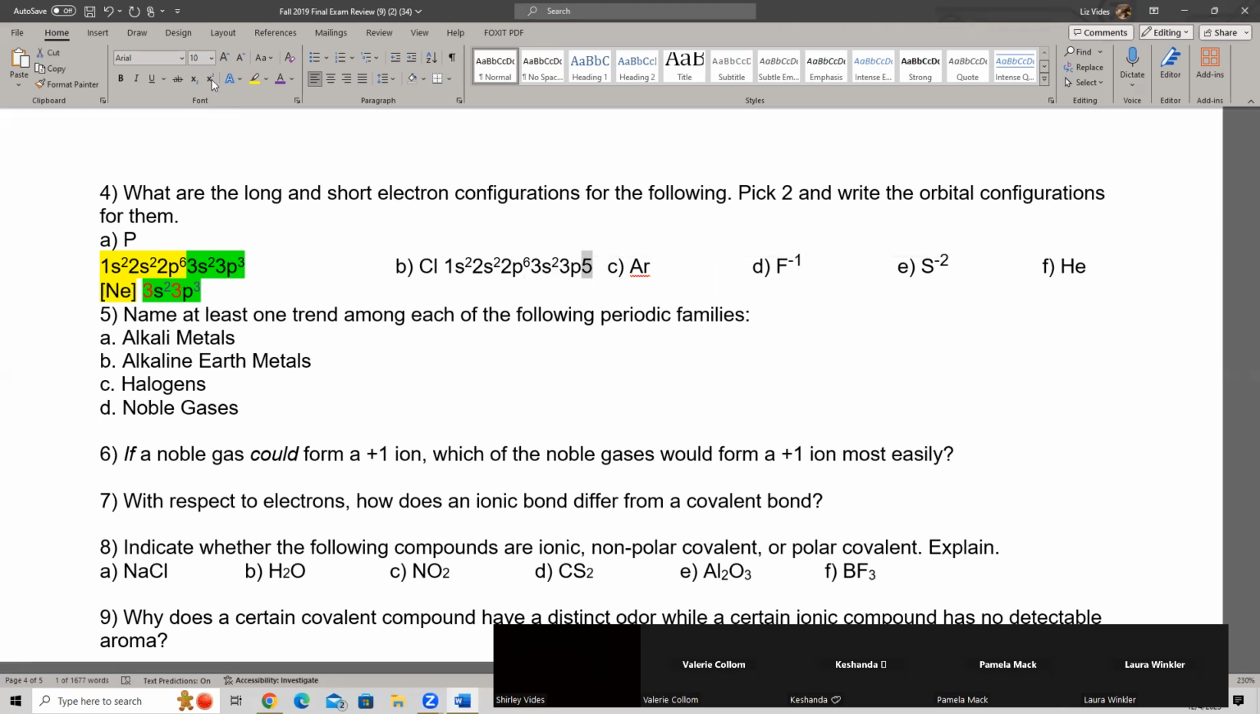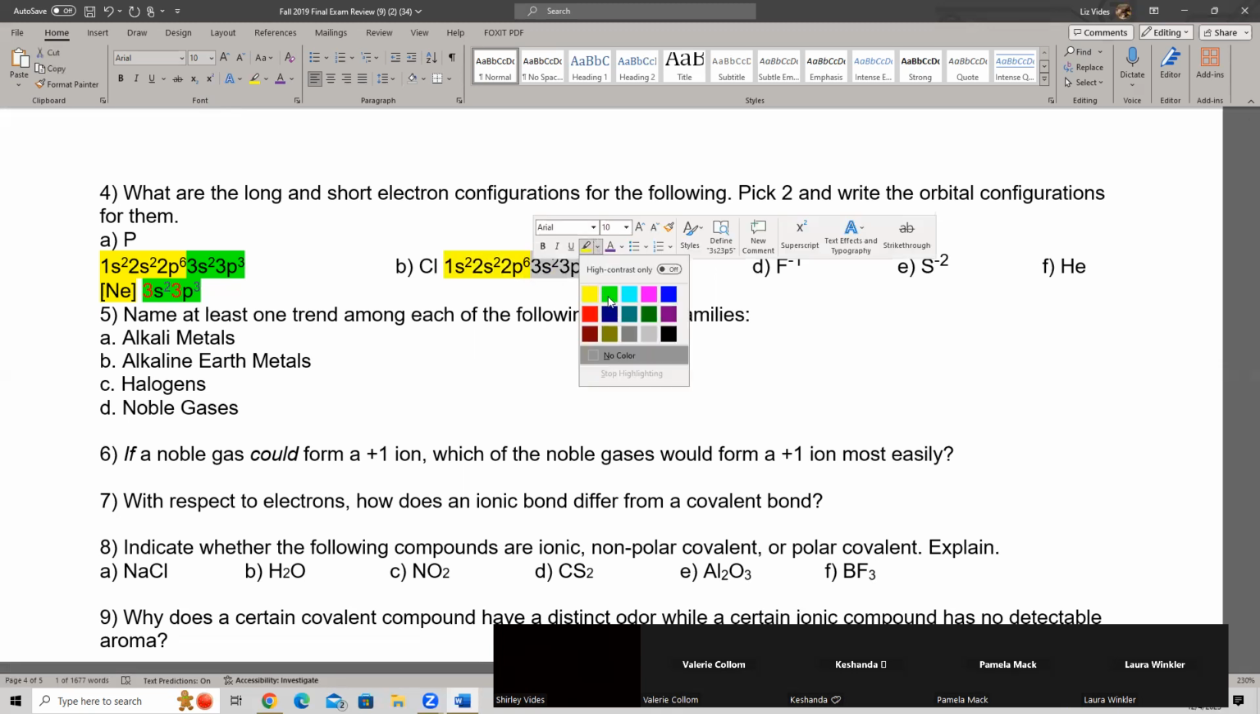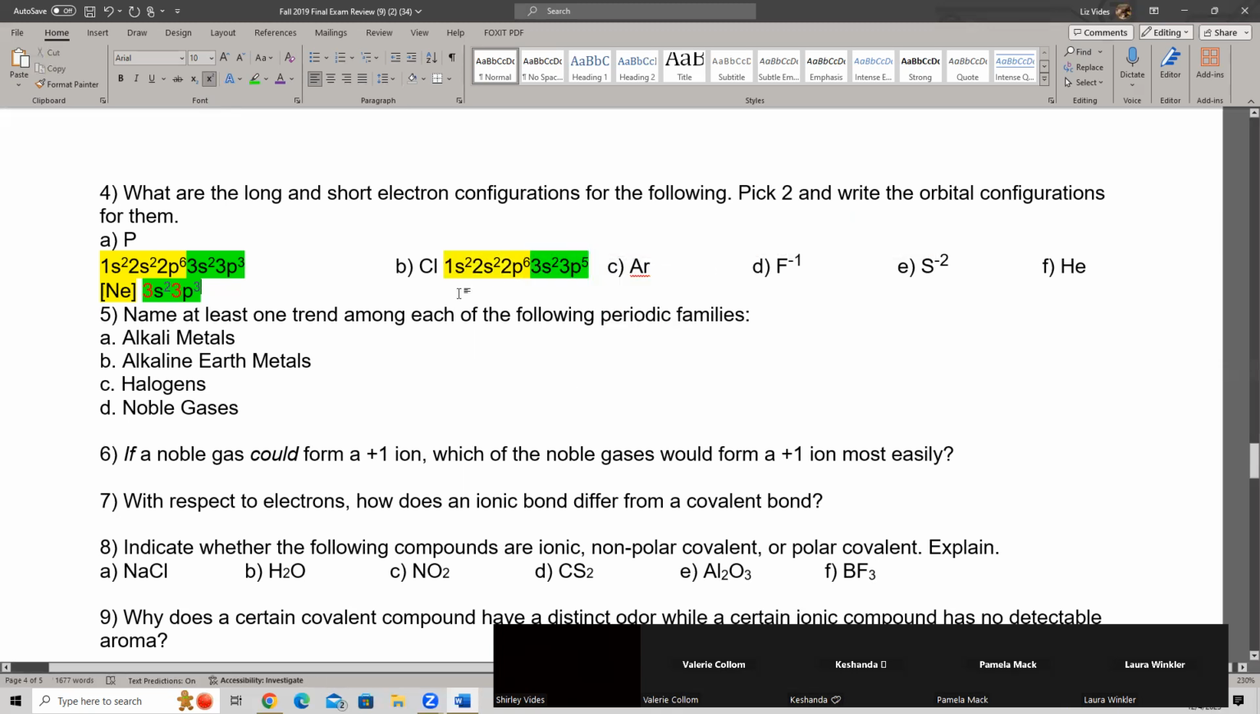All right, and there we go. So that's the whole thing, right? Again, the yellow part would be neon. We know that part. And the green part would be the valence electrons. So we know that this is neon.